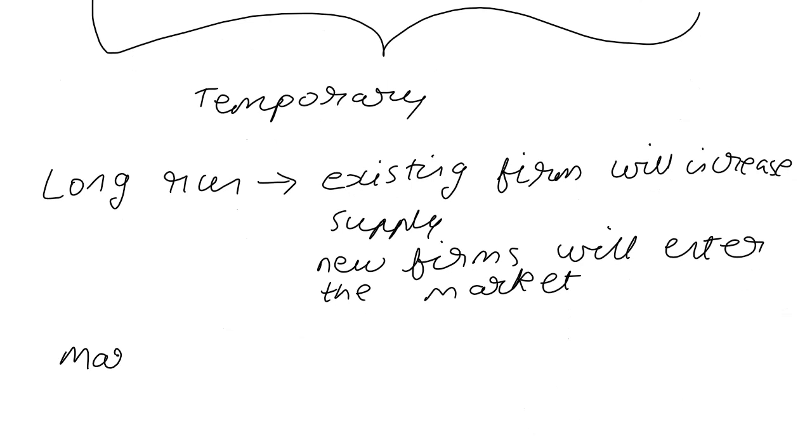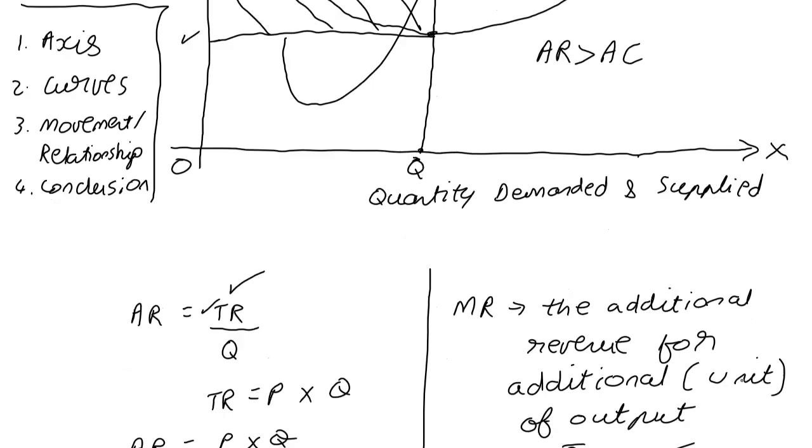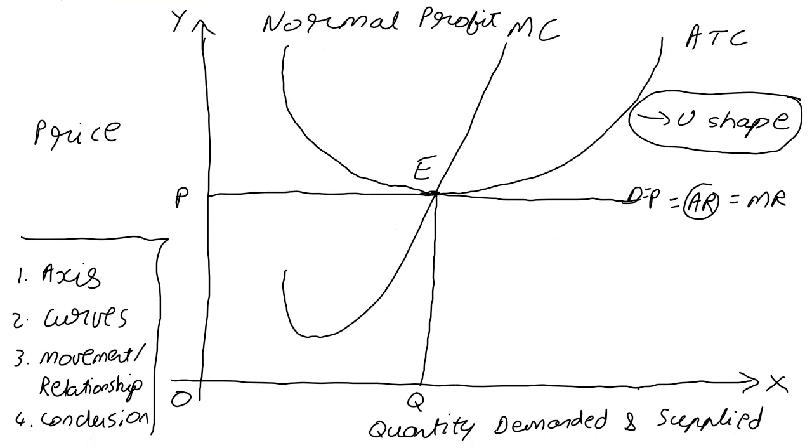If market supply increases, that means prices will decrease. And when that happens, we will go back to our original situation where price equals average revenue equals marginal revenue, and average revenue equals average cost, a normal profit situation.